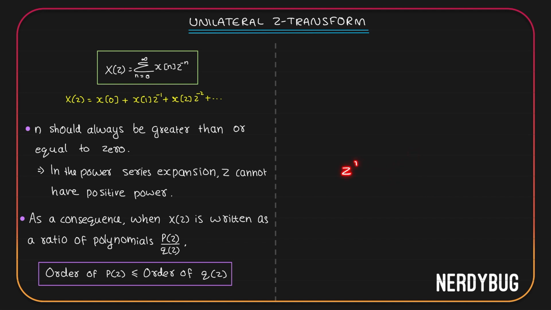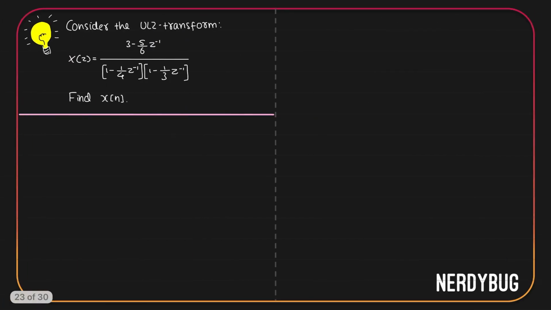If you take z cube divided by z cube, this is 1 or z raised to 0. Here the power is 0, which is also acceptable. So the order of the numerator should always be less than or equal to the order of the denominator. Let us solve a problem.